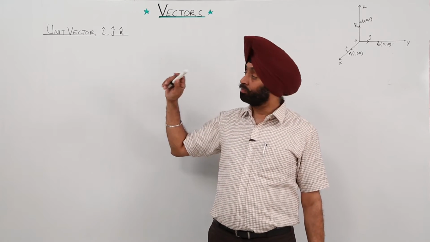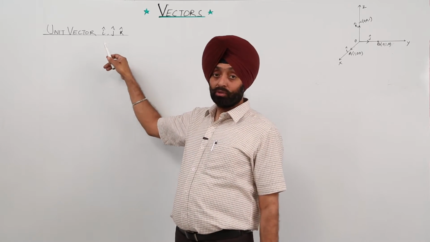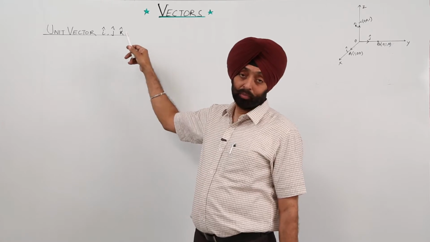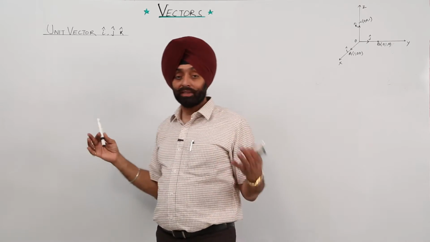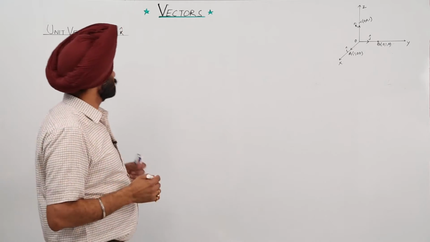Unit vectors, and these are denoted by i cap, j cap, k cap. Okay. Now what exactly are these? Now let's go.